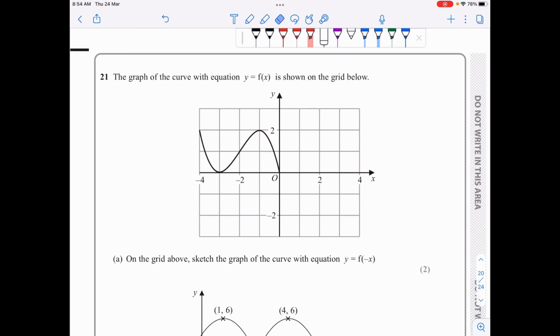In question 21, we begin with the graph of f of x, and we need to sketch f of minus x. Now the negative sign here means that all the x values get multiplied by minus 1. So whatever you see at minus 4 will go to 4. Whatever you see at minus 2 will go to 2. So obviously this is a reflection about the y-axis.